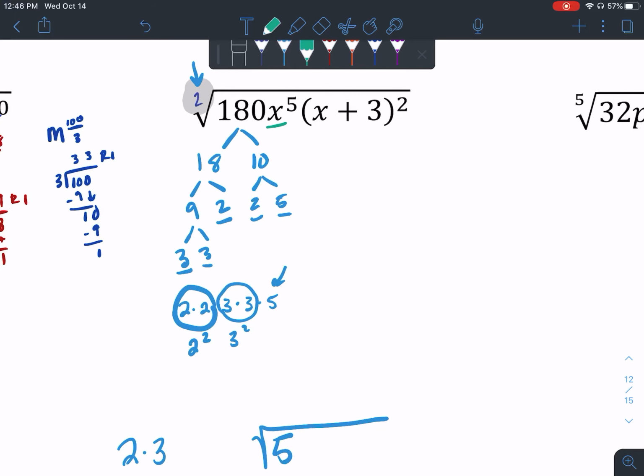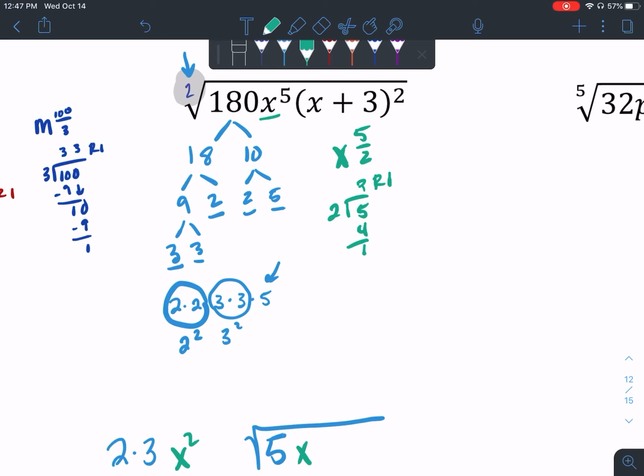Here, I have x to the 5th, so we're going to do that same idea. This becomes x to the 5 over 2. If I do 2 into 5, it's twice, so we're going to do x squared on the outside. Remainder 1 says 1, x goes on the inside. Now when I get here, x plus 3 squared.